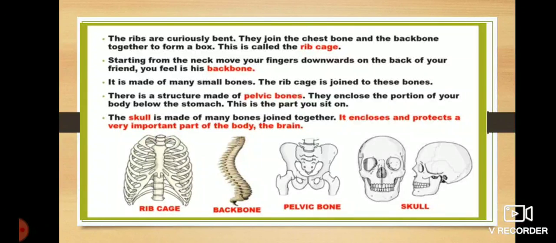There is a structure made of pelvic bones. They enclose the portion of your body below the stomach. This is the part you sit on. The skull is made up of many bones joined together. It encloses and protects a very important part of the body, that is the brain.